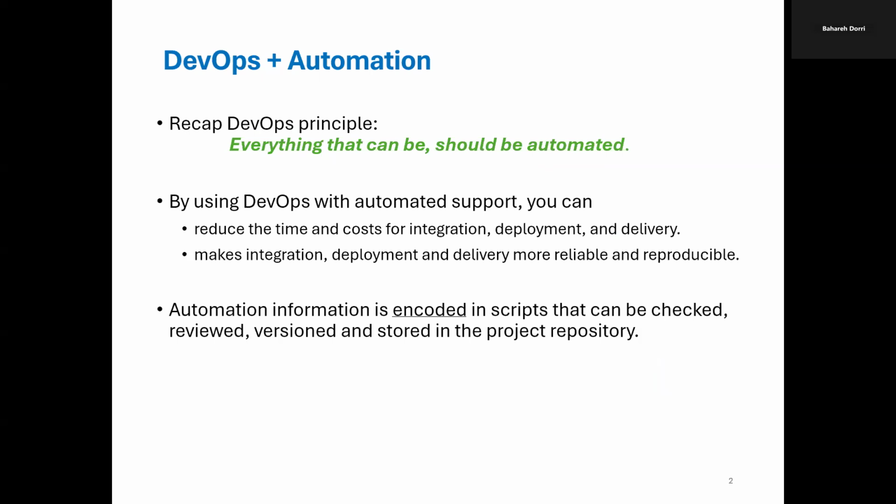environments. And the best part, all that automation lives in scripts that are stored right in the project repository. Just like your source code, those scripts can be reviewed by the team, tracked with version control, and improved over time. It's a cleaner, smarter way to work, and it's a big reason why DevOps has become such a powerful model in software development. Recap DevOps principle, everything that can be should be automated.